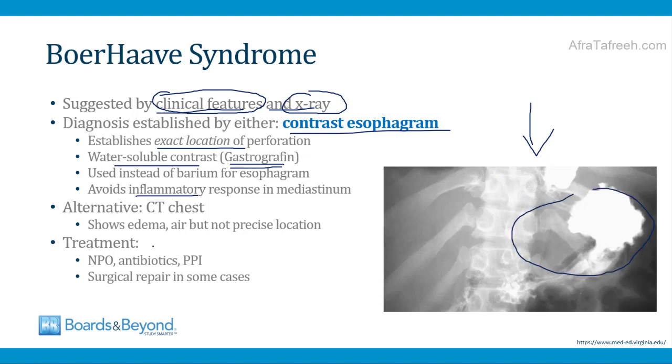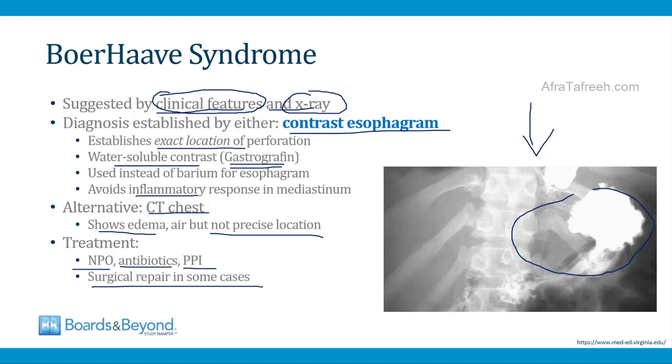As an alternative to the contrast esophagram, you can do a chest CT. This will often show edema in areas of the esophagus where there's damage, but it's not as good at identifying the precise location as a contrast esophagram. And the treatment is to make the patient NPO. You administer antibiotics because bacteria can get into the mediastinum. You administer a proton pump inhibitor because when you suppress acid, sometimes the damage to the esophagus will heal. And then beyond these things, surgical repair is often required in some cases. And that concludes our module on esophageal disorders.